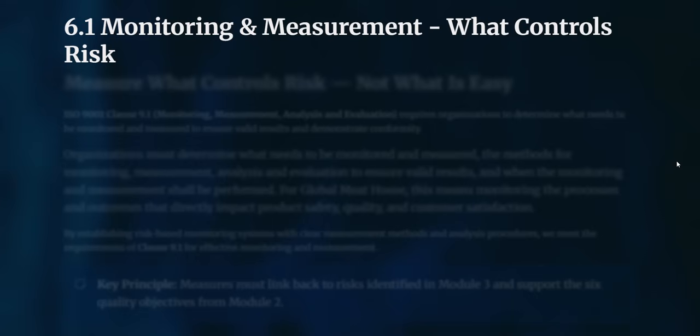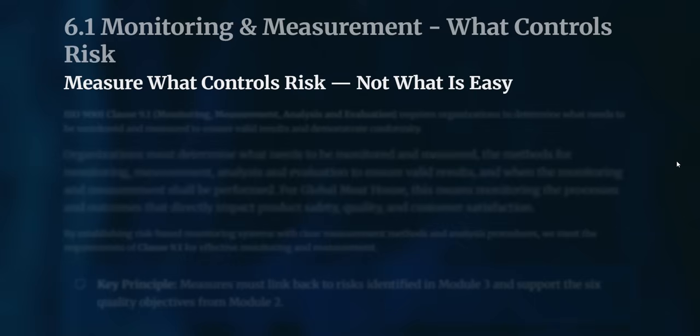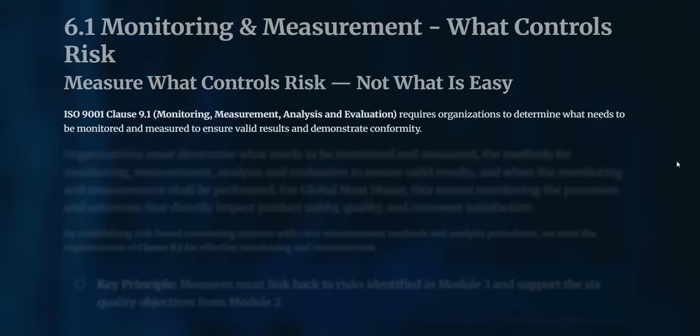The first topic of our Module 6 is monitoring and measurement, which is what controls risks. Measure what controls risk, and don't only measure what is easy. ISO 9001 Clause 9.1, monitoring, measurement, analysis, and evaluation, requires organizations to determine what needs to be monitored and measured to ensure valid results and demonstrate conformity.